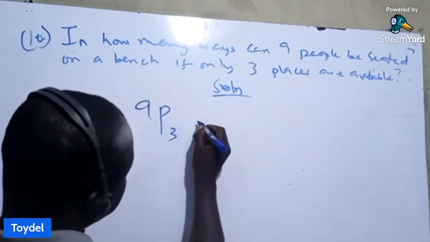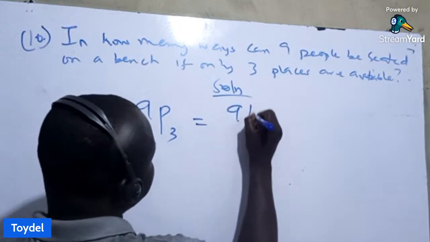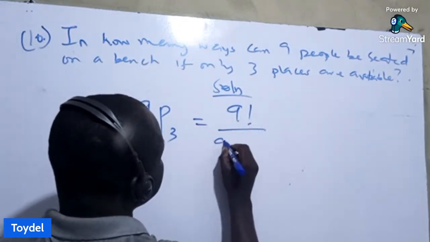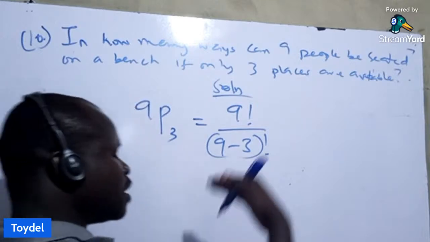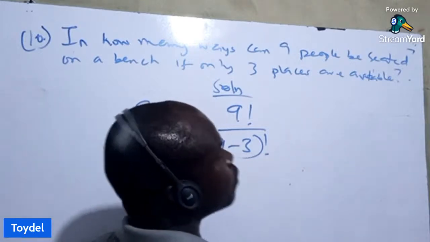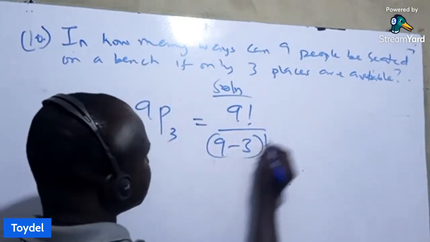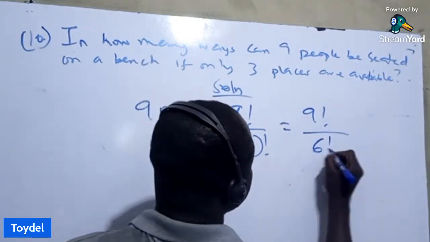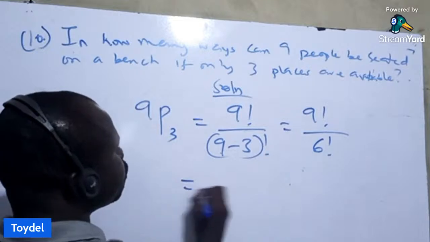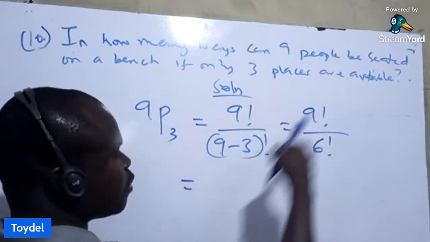So if this is 9 permutation 3, then by formula, I'm going to have 9 factorial all over 9 minus 3 factorial. Then what's the meaning of factorial? Factorial simply means you keep reducing by 1 until you get to 0 or 1. Then in this case now, I'm going to have 9 factorial all over 9 minus 3 is 6, all over 6 factorial. So I can reduce the numerator up to 6 factorial so that there will be cancellation.